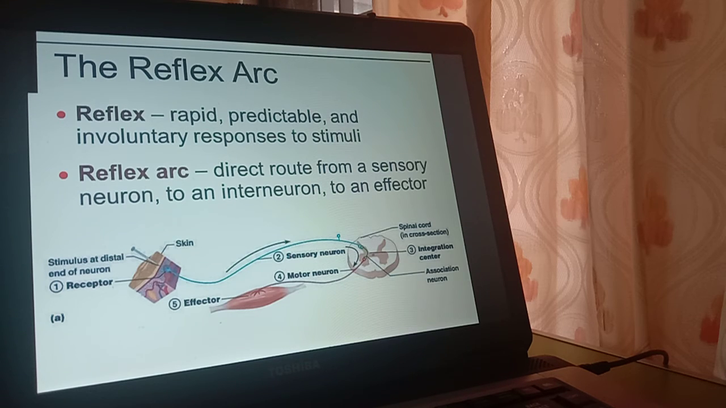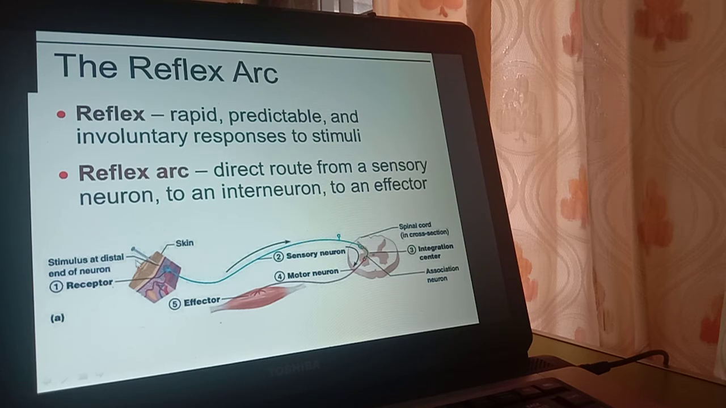So we just happen to pull our hands. Yes. So these are the involuntary, rapid, predictable, involuntary responses to a stimulus. And what do you mean by reflex arc? That is the route that this message takes from the sensory neuron to an effector organ, what is known as the reflex arc. So this is the skin.